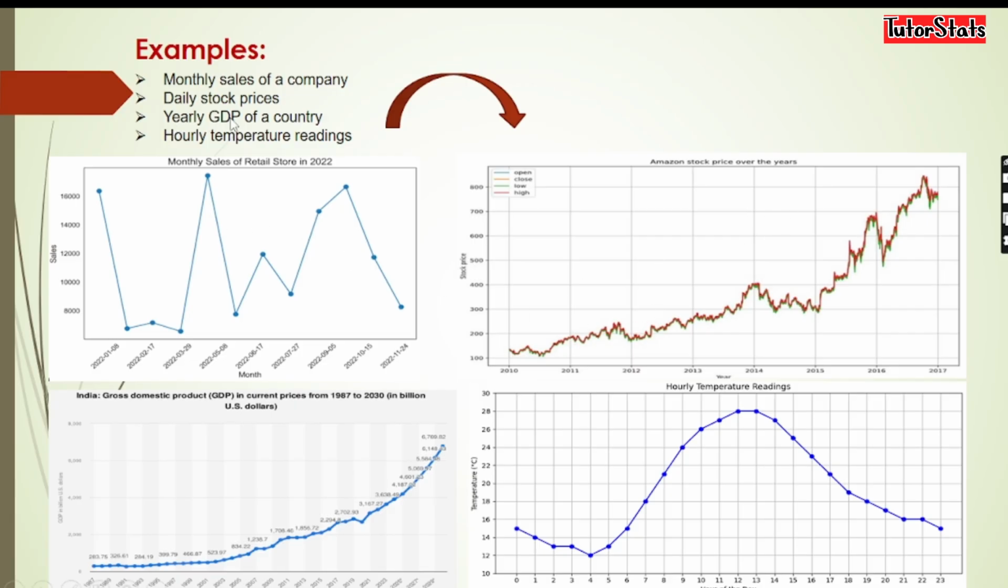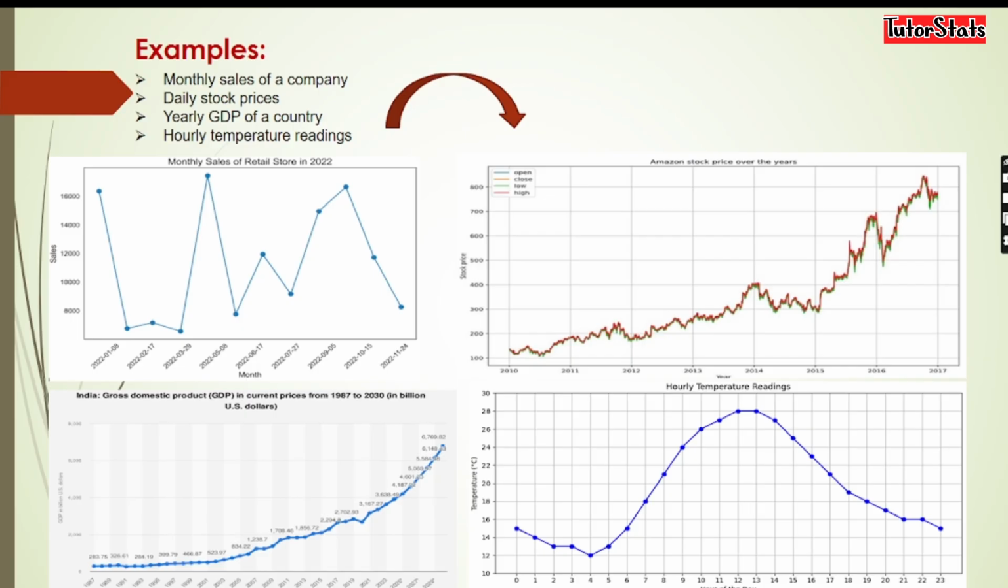The third example is yearly GDP of a country. GDP means the total economic output of a country. Here time is year and value is GDP. In this graph, you can see GDP growing over many years. This shows a long-term trend which is very common in time series data. Governments and economists use this data to understand economic growth, make future policies, and forecast future GDP.